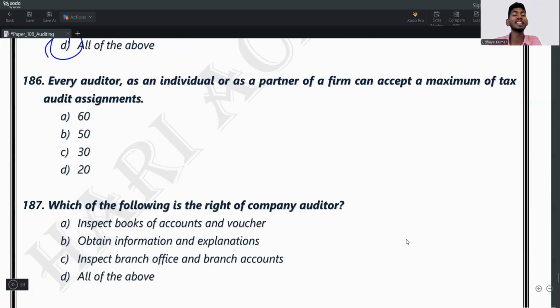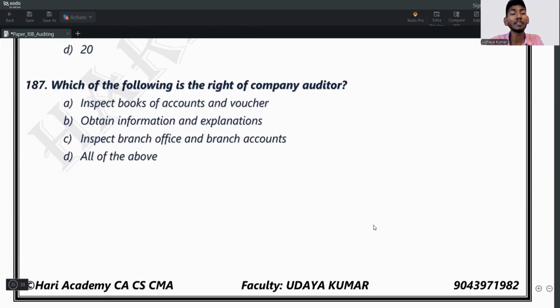So moving to question 186, every auditor, as an individual or as a partner of a firm, can accept a maximum of tax audit assignments here. So here the tax audit assignment limit is a maximum of 60. Clear? So which of the following is the right of the company auditor?